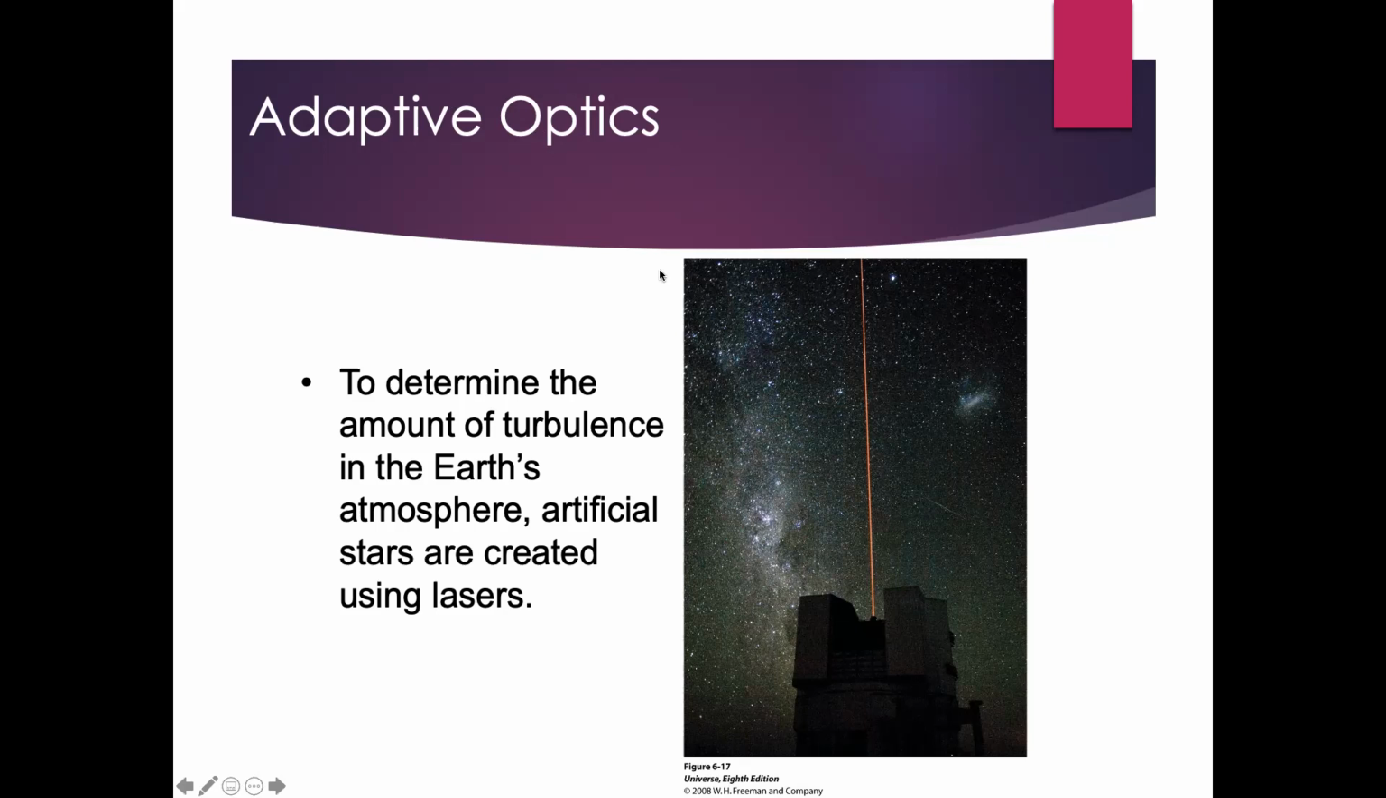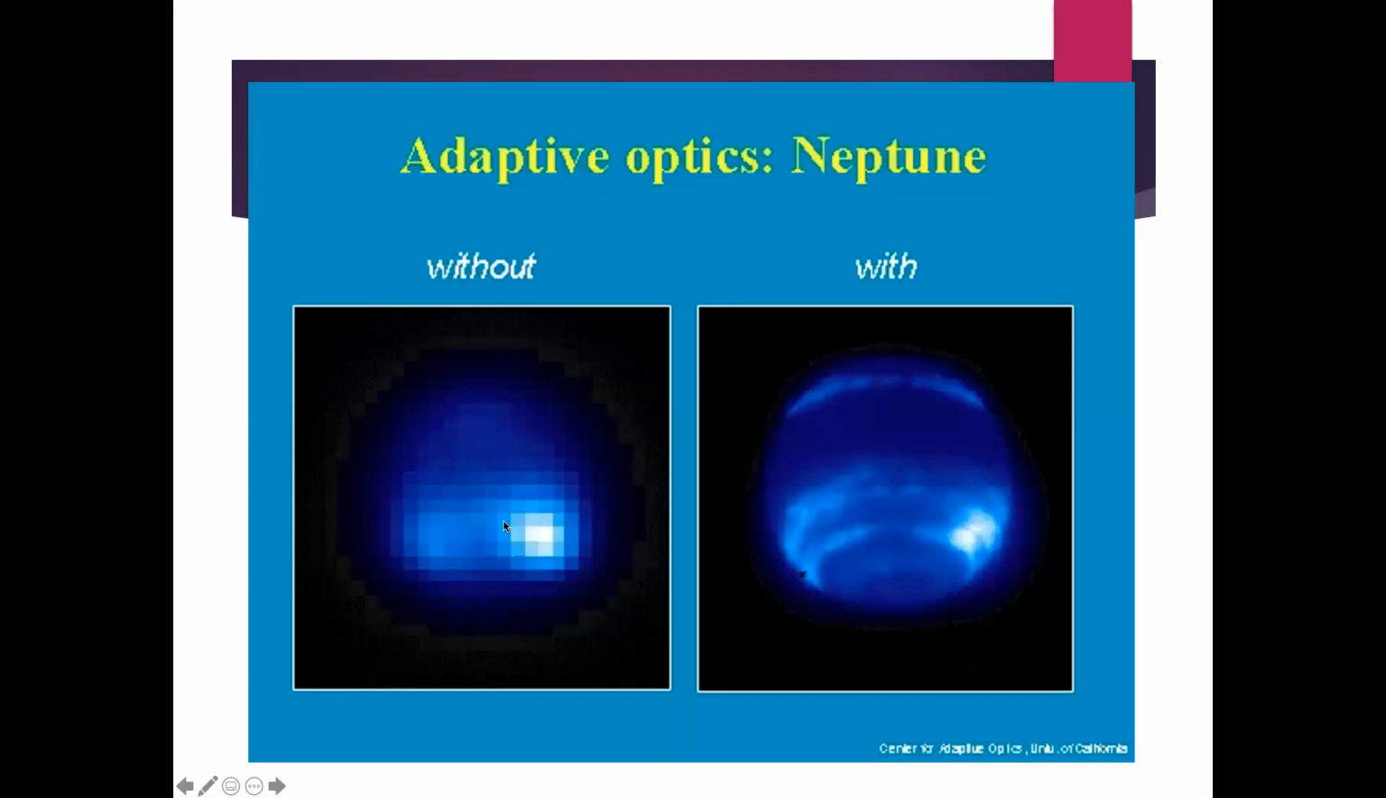So for example, here's an image of Neptune with and without adaptive optics. Without, it's all fuzzy, it's very low resolution, but with it, you can very clearly see patterns on its surface, things going on in Neptune's atmosphere. So adaptive optics are very, very useful.